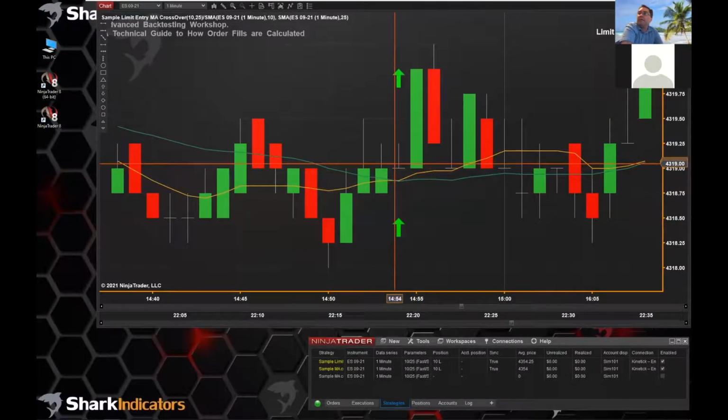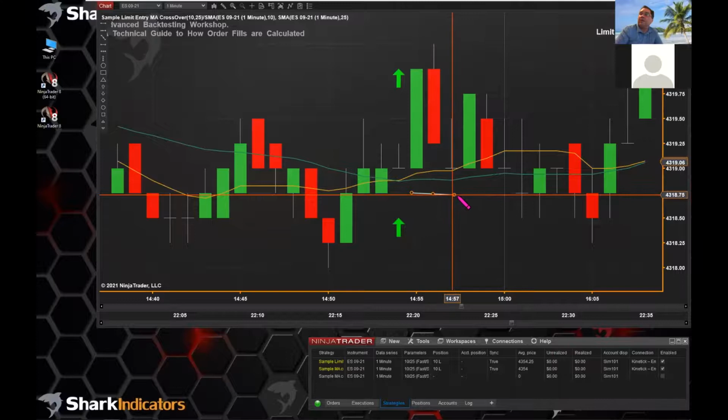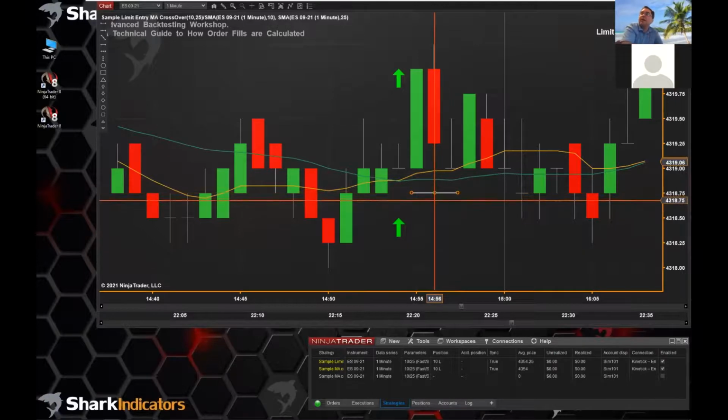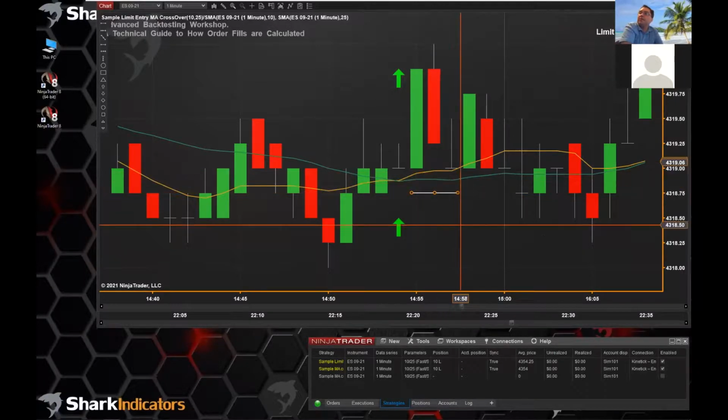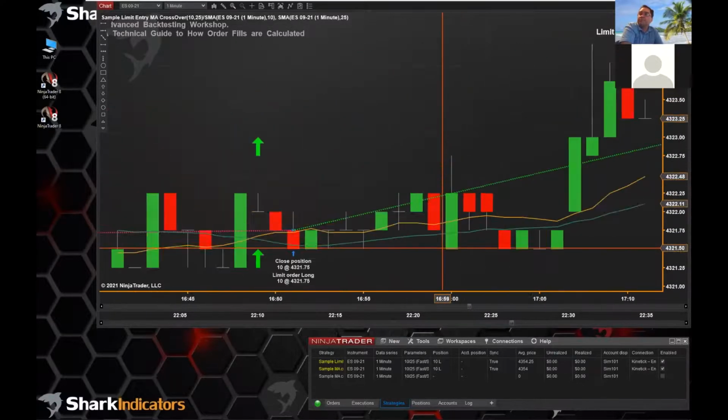I didn't mark this one up, but again, here is our long signal. And so our limit order would be down here where my cursor is, 1 tick lower, right? Let me draw a little line here. So our limit order would be resting down here. And of course, the market just never got down there. So that's probably why I didn't mark that one.